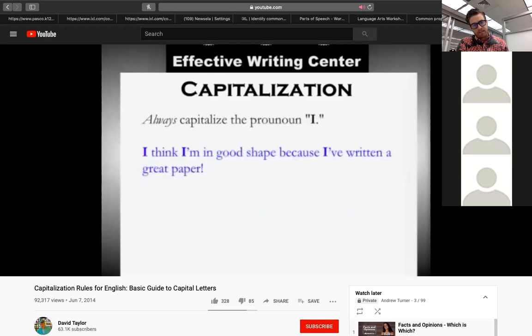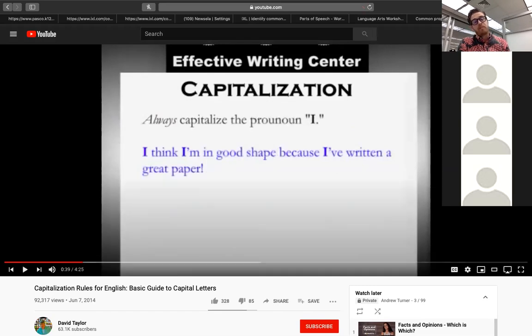The next rule is another simple one. This one makes me want to pull all my hair out. When students write and they talk about themselves and they use I and they don't capitalize it, whoo, this hurts. This hurts bad.